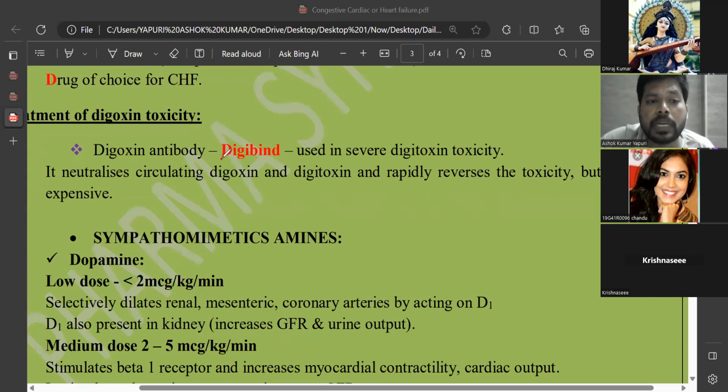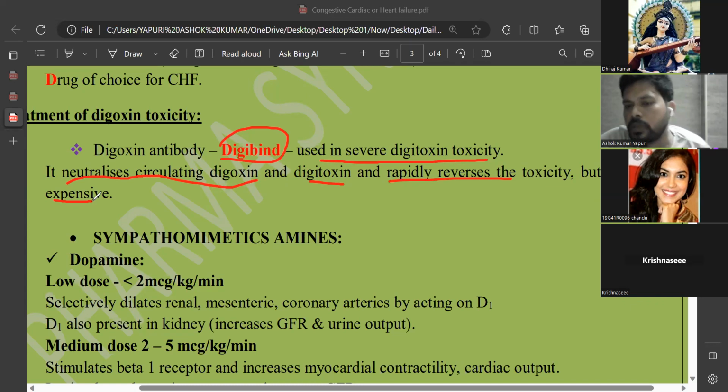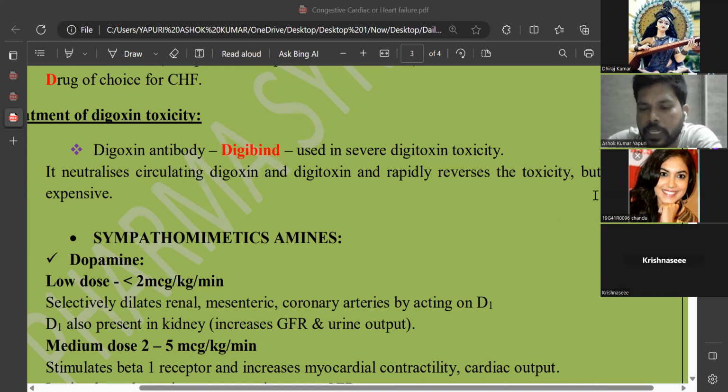There is an antibody, digoxin antibody, used in severe digitalis toxicity. It acts by neutralizing circulating digoxin and digitoxin, rapidly reversing the toxicity, but it is a very expensive drug. So this is simply the pharmacology of digitalis, drugs like digoxin as well as digitoxin.